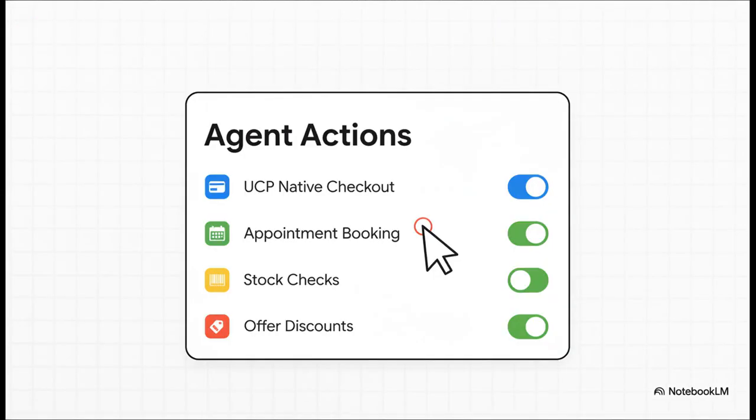Next up, capability mapping. And here, you are totally in the driver's seat. You get this simple interface with a bunch of toggles for specific actions. You can let it process payments, you can let it book appointments, or maybe you just want it to do stock checks. You have complete, granular control.